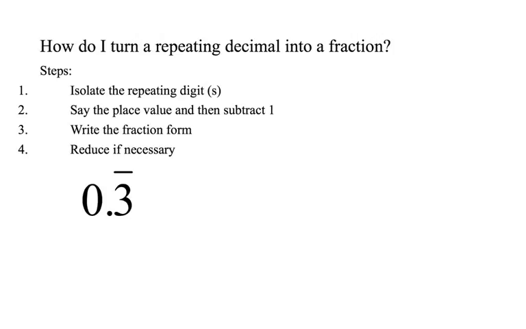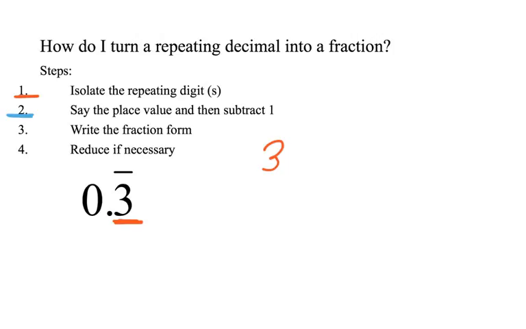So here are our steps. We're going to isolate the repeating digit, we're going to say the place value and then subtract 1, we're going to write the fraction form, and we're going to reduce if necessary. Let me show you what I mean. So the first step says isolate the repeating digits. The repeating digit is 3, so I'm going to isolate it by itself. Then, step 2 says, say the place value and then subtract 1.